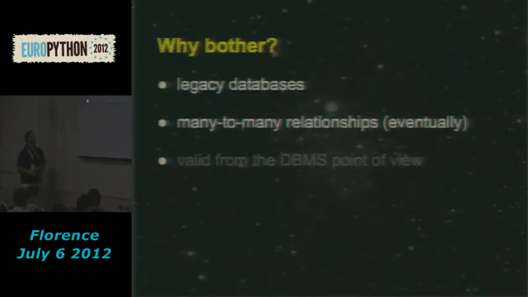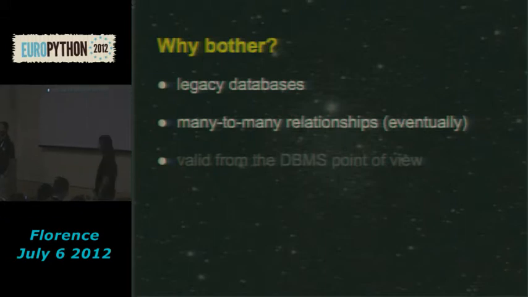So why bother? Because in my experience, I met some customers who need the composite key because they have DBAs, people that don't want to put the primary key as an integer, as a unique key. So how can we manage this situation and how can we use Django in this situation?